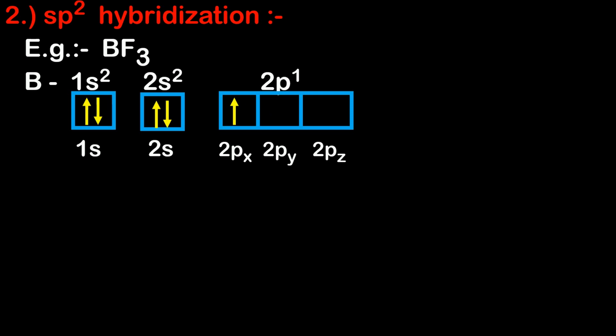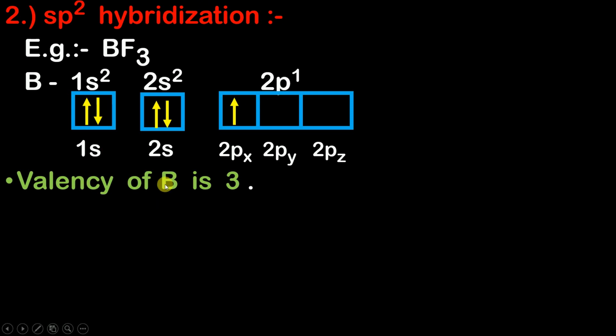Clear? Moving on, we observe that the valency of boron is 3 in BF3, and if the valency is 3, which means that we require 3 unpaired electrons. If you require 3 unpaired electrons, guys, can I say we require 3 orbitals with 1 electron each? Am I right? We require 3 orbitals with 1 electron each. Now if you want this, what is going to happen is that 1 electron from the 2s orbital is going to gain energy, and it will get transferred to 2py.